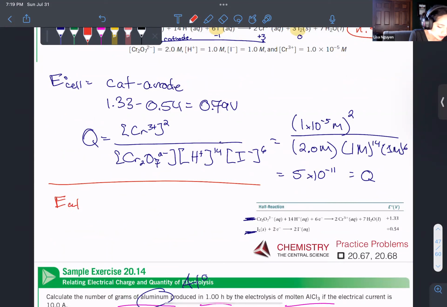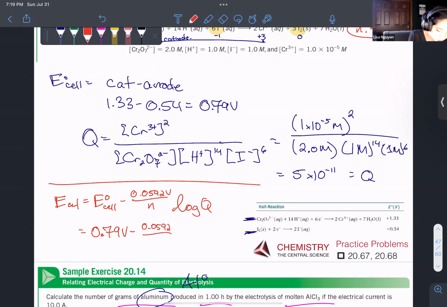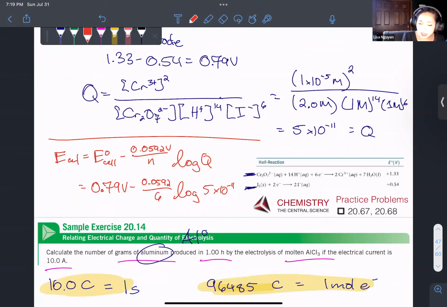So we have E cell equals our standard cell potential minus 0.0592 volts over n log Q. So now we have all of those pieces of information we didn't have previously. So cell potential at standard conditions is 0.79 volts minus 0.0592 volts over n, which we got is 6, times log of 5 times 10 to the negative 11. All right, and so when you calculate that, you get that the actual measured cell potential at these concentrations that aren't standard conditions is actually 0.89.